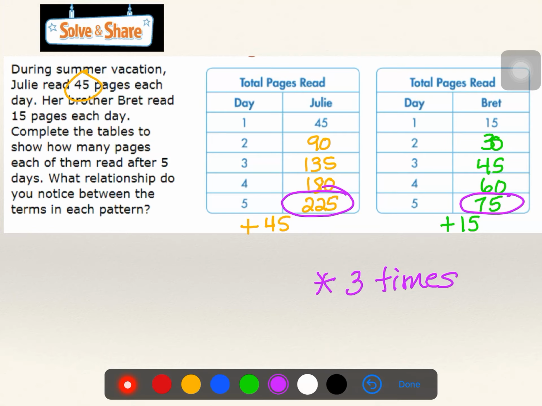The original question asked how many pages each of them read after 5 days. Do you see a shortcut there that you could have used? Did you need to fill in every day on the chart as we move along, or is there something else you could have done? If she's reading 45 pages a day, after 5 days, I could just multiply that, and I would in fact get the same number of pages I have. So you can use multiplication because I am just simply using repeated addition to fill out my chart.